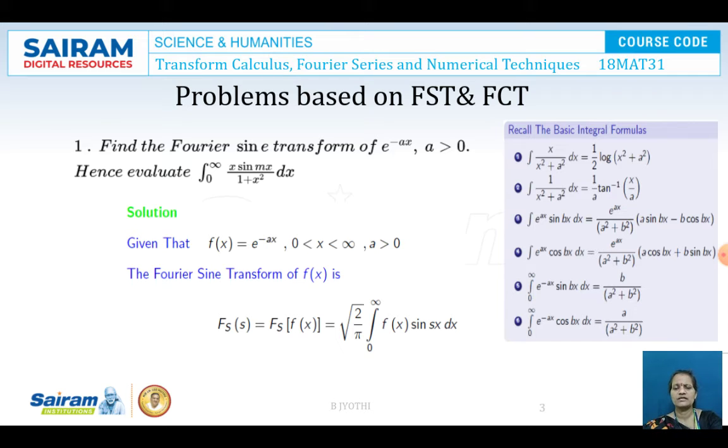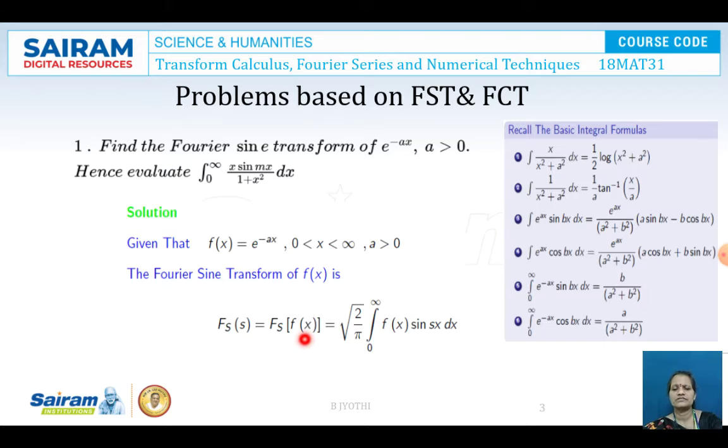Problems based on Fourier sine and cosine transform. Find the Fourier sine transform of e power minus ax, where a is greater than 0, and hence deduce or evaluate the integral 0 to infinity x sin mx divided by 1 plus x square into dx. Given f(x) is e to the power of minus ax, where x is varying between 0 to infinity and a is greater than 0.